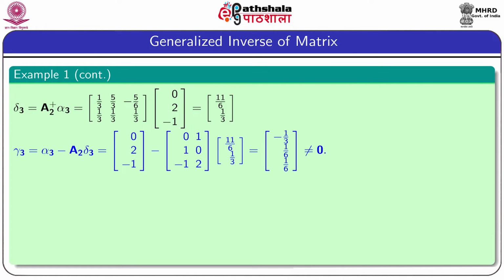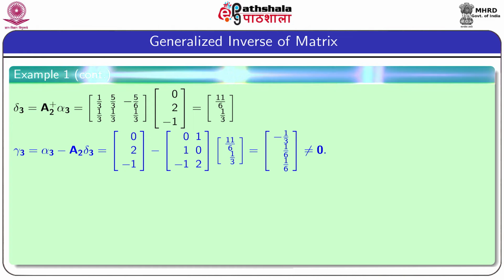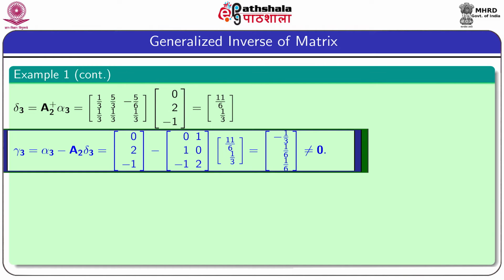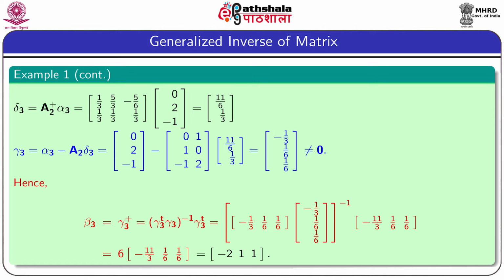Now we go to the third iteration, that means we calculate the column vector delta 3, which is equal to A2 plus into alpha 3. After simplification, this becomes a column vector whose first element is 11 by 6 and second element is 1 by 3. Now we calculate the vector gamma 3, which is equal to alpha 3 minus A2 into delta 3. Again, after simplification, this becomes a column vector whose elements are minus 1/3, 1 by 6 and 1 by 6. This is also a non-null column vector.